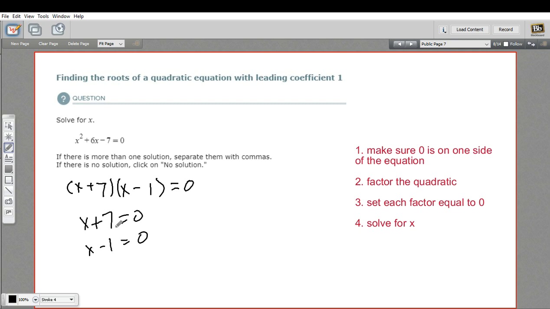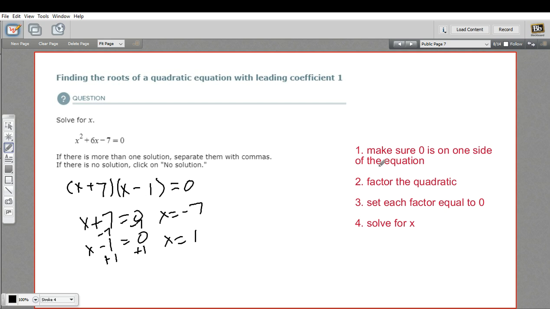So this equation, x plus 7 equals 0, I could solve that for x by subtracting 7 from both sides, and I'd get x equals negative 7. This one, x minus 1 equals 0, I could solve that for x by adding 1 to both sides, and I'd get x equals 1.